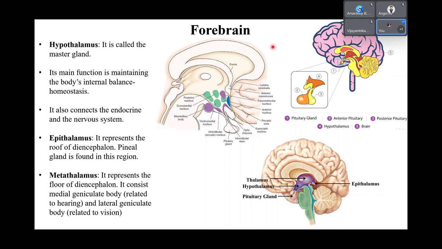So the pineal gland, as I was mentioning, secretes hormones and maintains some important functions of your body. And then the metathalamus consists of something called the medial geniculate body. They are related to vision and hearing, so they are mainly controlling the vision and the hearing aspects.